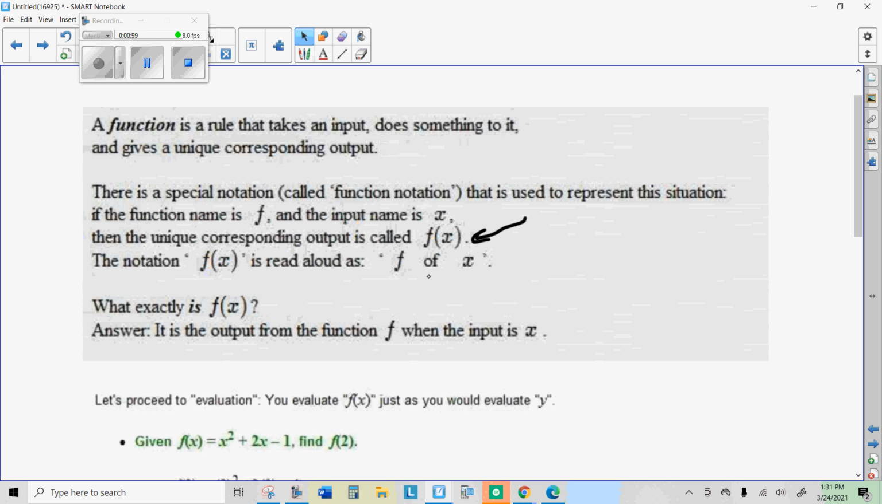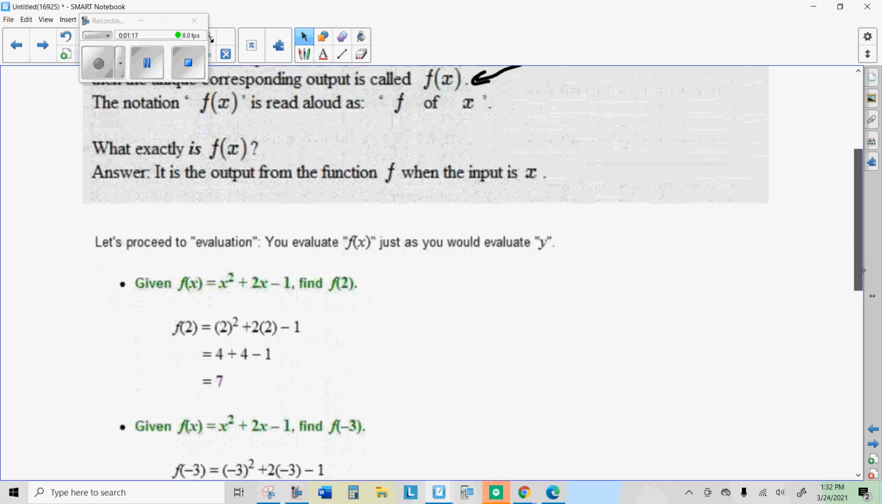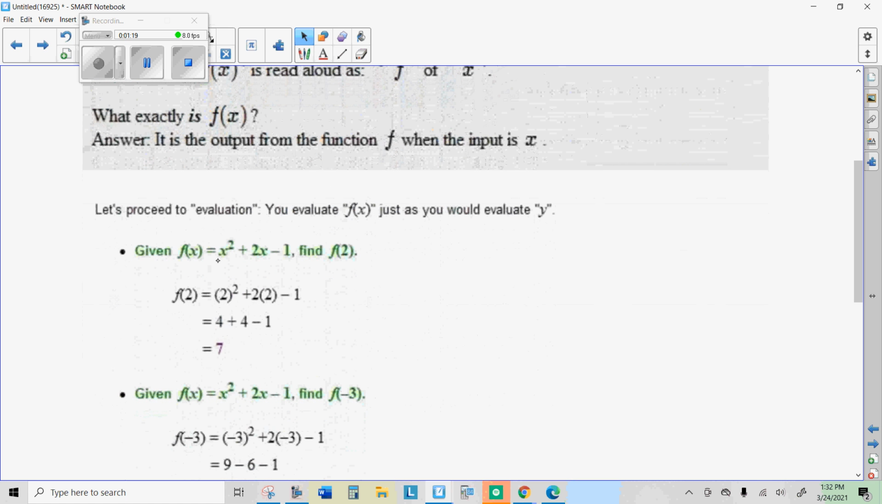And what we say is f of x, and actually that's just a really short way of saying the output when the input is x. So it's actually shorthand for doing input-output rules. If you remember that, it's not that big a deal. So here's our function rule, and we want to find f of 2.